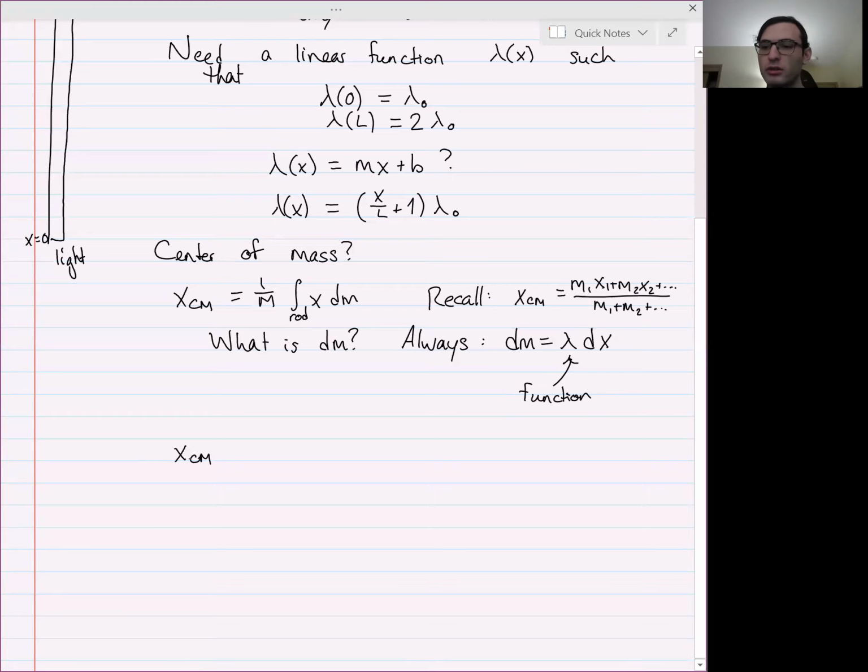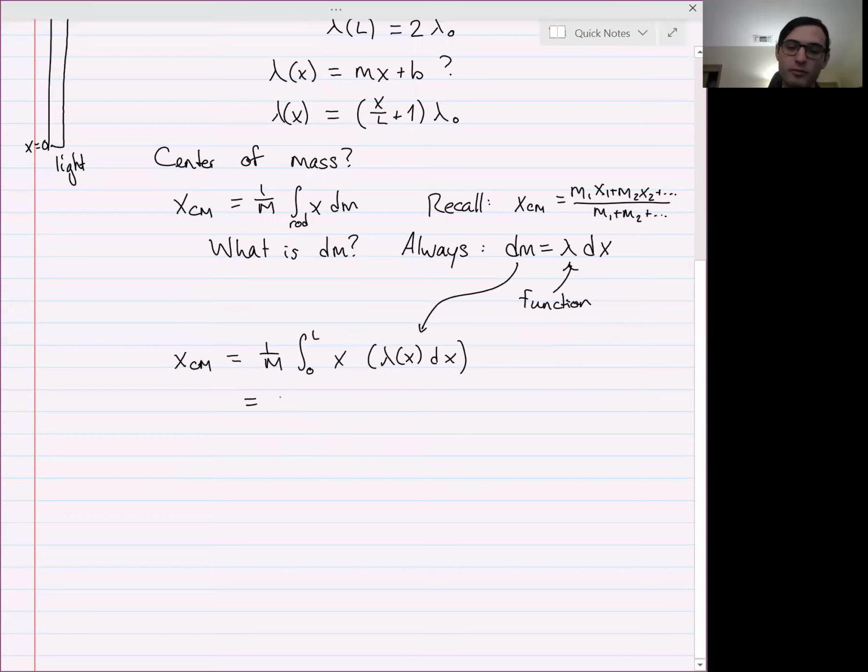x is supposed to be the center of mass, right? No. This is the center of mass. This is just the variable x. So the center of mass is 1 divided by m times the integral from 0 to L of x times lambda of x dx. I just substituted in what dm is, and I put lambda of x because lambda of x is a function in this case. So we can do this integral.